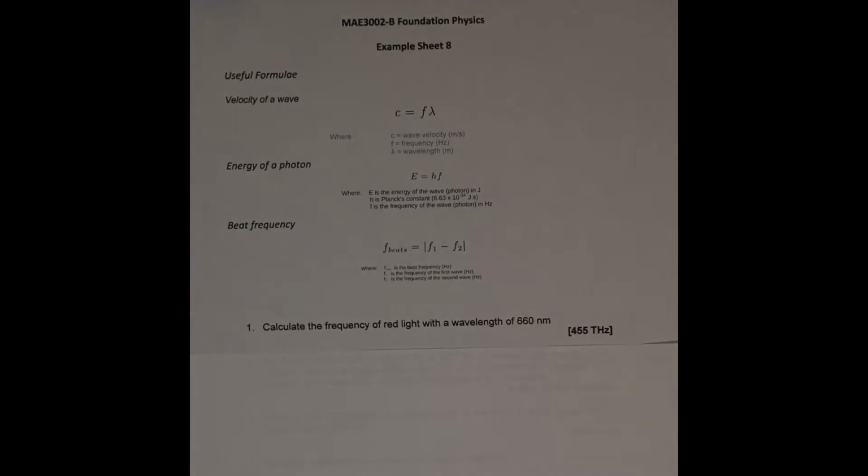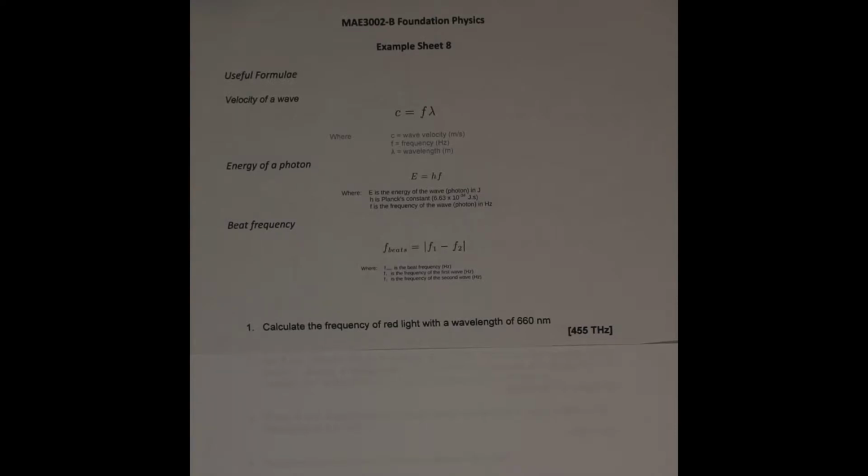Next, we're going to look at the solutions to example sheet 8, which was delivered during the lecture on electromagnetic waves. So if we look at question 1, here we're asked to calculate the frequency of red light, which has a wavelength of 660 nanometers.